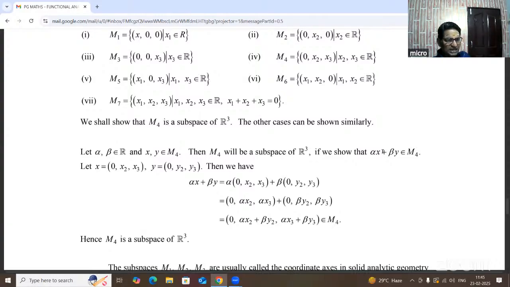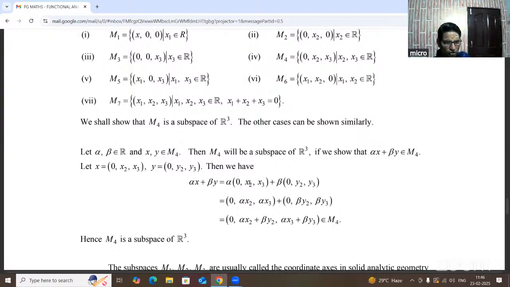That is the linear element, and another linear space element y is there, replacing x1, x2, x3 by y1, y2, y3. So alpha x plus beta y means alpha of (0, x2, x3) plus beta of (0, y2, y3). So from the above subsets, the M4 set, that is the fourth one, is also a subspace.